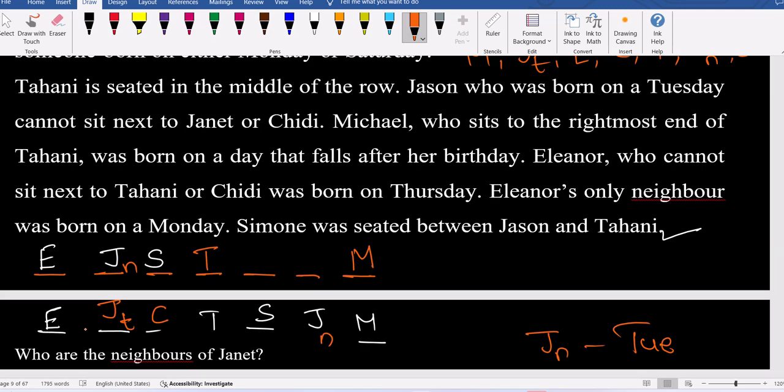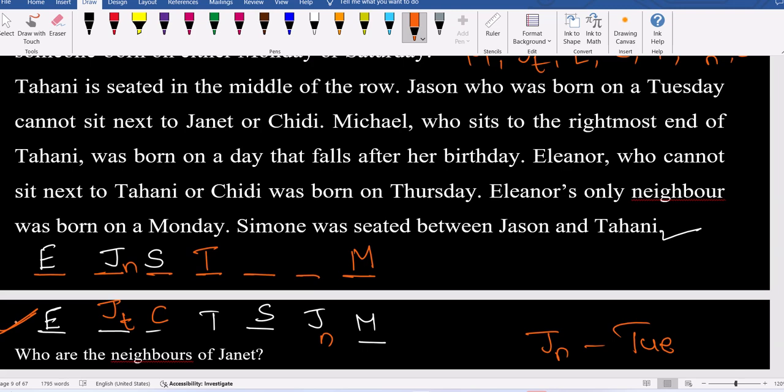But we have to check, is there any mistake? Jason cannot sit next to Janet or Chidi. Yes, Jason is not sitting next to Janet or Chidi. Satisfied. Tahani is in the middle, fine. Michael is at the rightmost end, fine. Eleanor cannot sit next to Tahani or Chidi, and she is not. This is, I think, perfect.